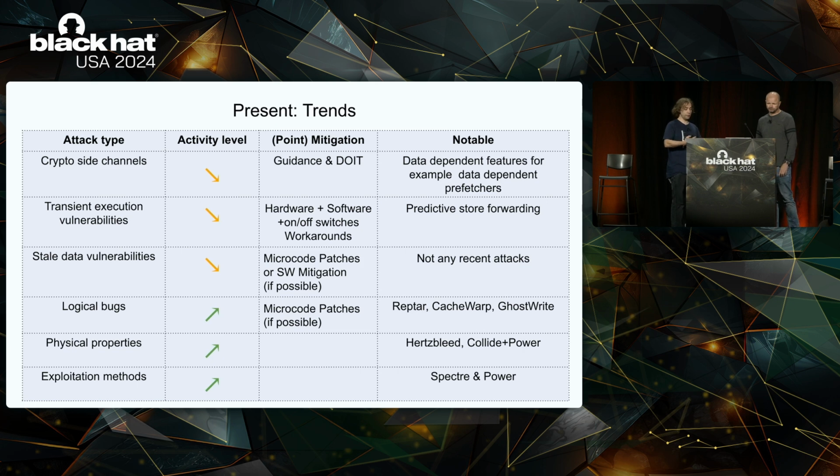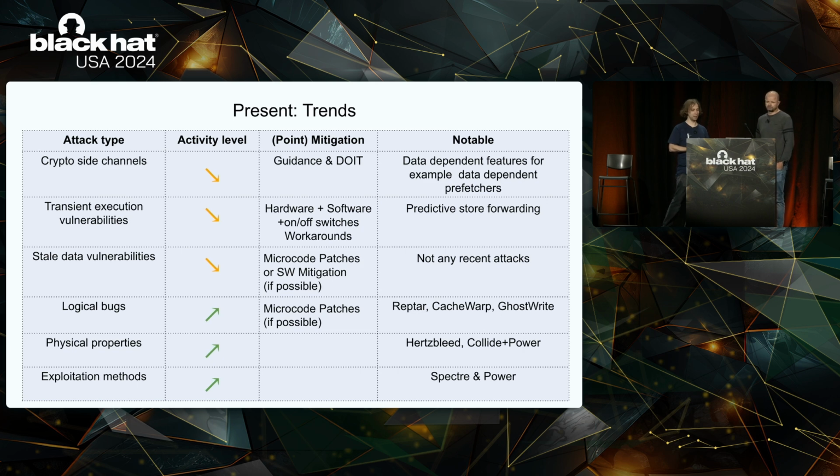Then we have three more categories here, and we won't talk about them too much in detail on this slide because we have multiple slides after that to go into more detail. First is logical bugs. We have seen some of them, even at this conference. We've seen the Ghostwrite attack, but also Reptar and CacheWarp are notable examples here. What can we do to mitigate these? Lots of things. But because they're so different and have all kinds of different root causes, they are a difficult class to work on as a class.